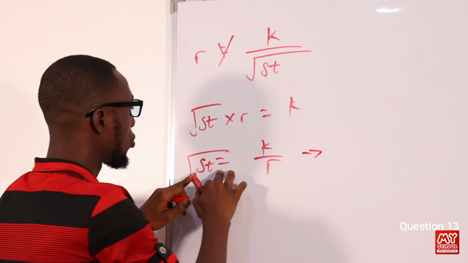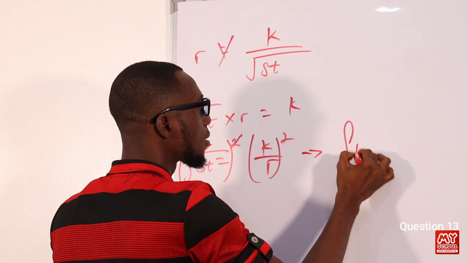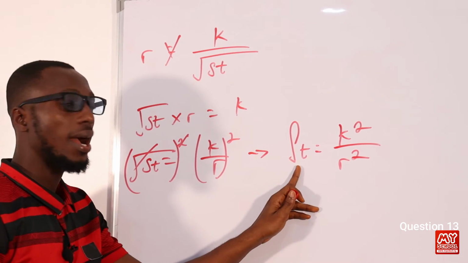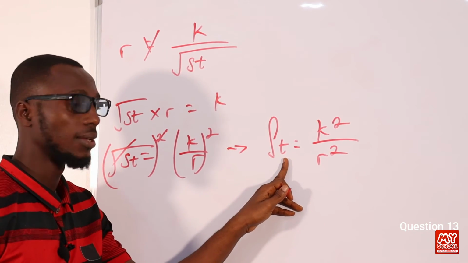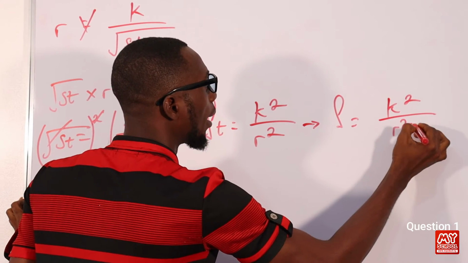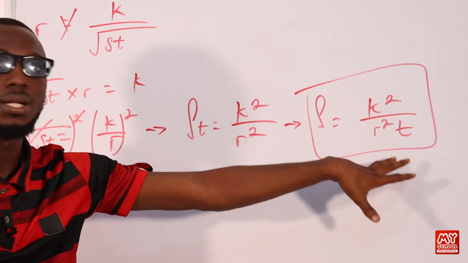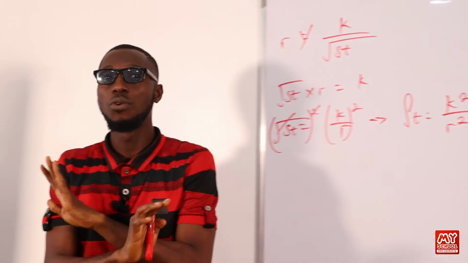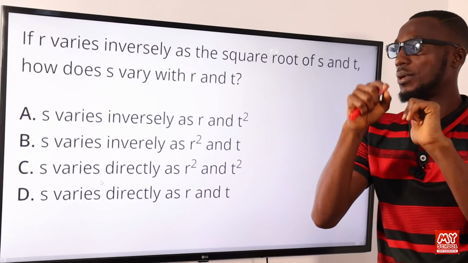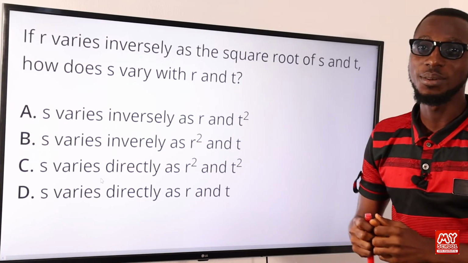To remove the square root, I will square both sides. Square strikes out square root. So I will have ST equals K squared over R squared. We are asked to make S the subject, so we divide both sides by T. So that will be S equals K squared over R squared T. So that is how S varies with R and T. We have R squared and T, and the variation is inverse. So S varies inversely as R squared and T. That is option B. So option B is the correct option.